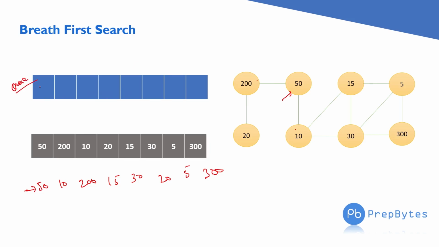Now we will see depth first search. Depth first search is done mainly using recursion. So in recursion, whenever recursion comes, a stack comes automatically.